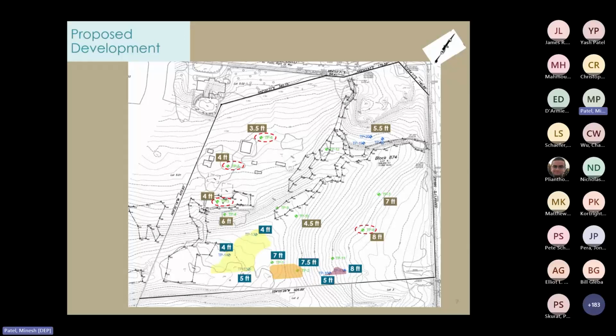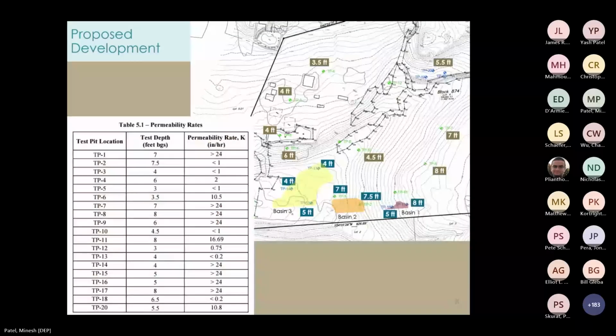So the report shows quite a variation in the test results for permeability. So let's look at a table of the testing results. So here's that table, and I've circled the locations where the field tested permeabilities were less than an inch per hour. Unless soil replacement is proposed, these spots are not suitable for infiltration BMPs.